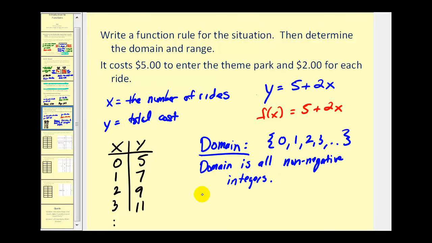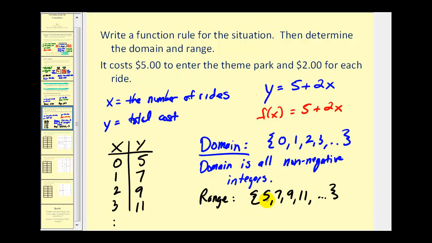Now let's take a look at the range. The range is the numbers 5, 7, 9, 11, and so on. So if we were to list these, it would look like this. Now in reality, there is a maximum number of rides somebody could go on in one day. Therefore, there is some maximum cost, but we're not given enough information in this problem, so we'll go ahead and assume this could continue on forever.